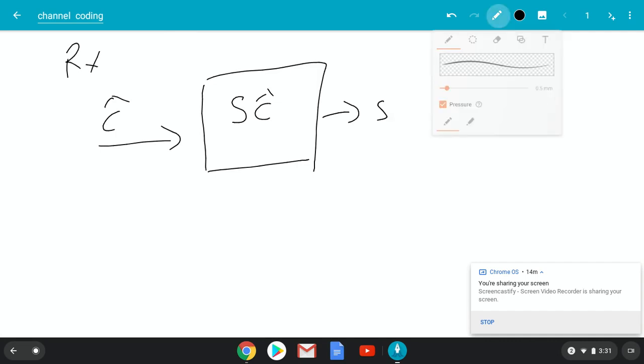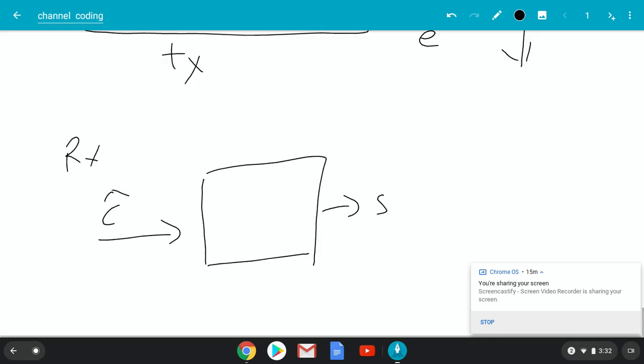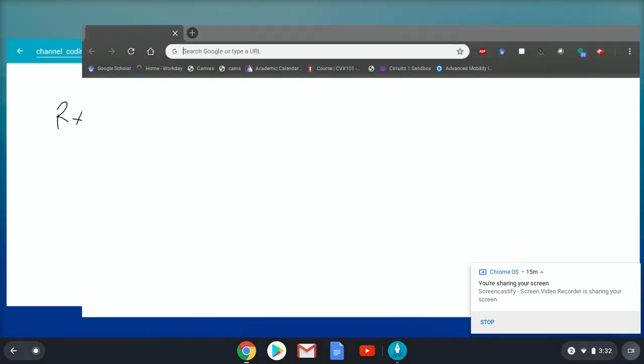Let me call this the syndrome detector or syndrome calculator, whatever you want to call that. So small s will be equal to capital S times C hat. Okay, so this is a linear operation.